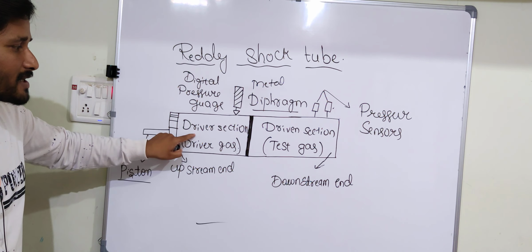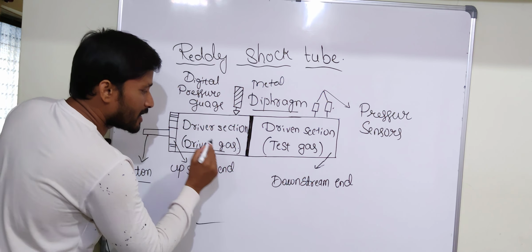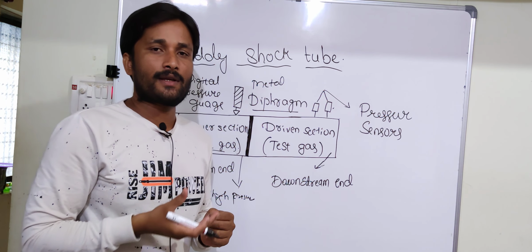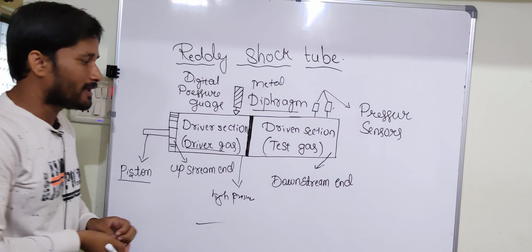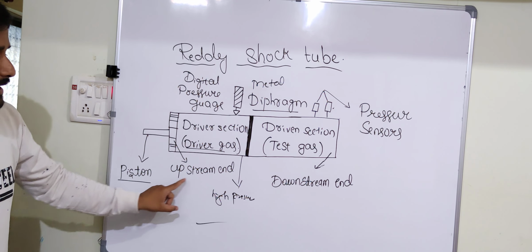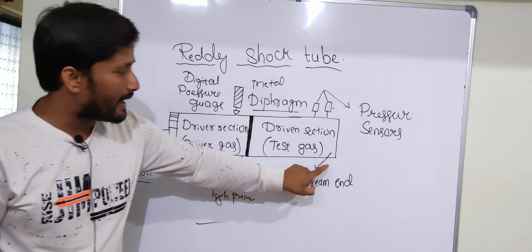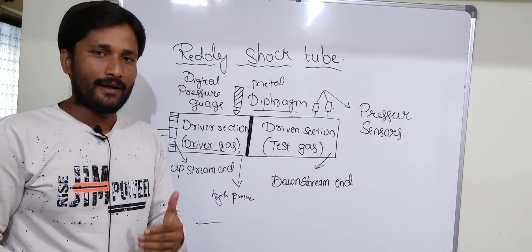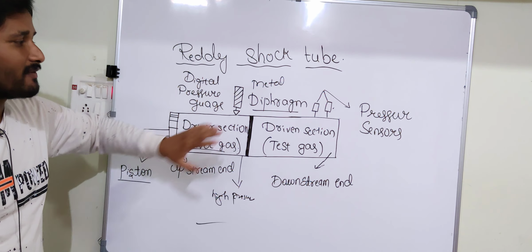Inside the driver section we are going to use the driver gas. This driver gas is a very high pressure gas. Note, this is a high pressure gas. And inside the driven section we are going to use the test gas. It is a low pressure gas. You have to remember these two things. For the driver section, this end we are going to call the upstream end, and this end towards the driven section we are going to call the downstream end. So these are the important parts of the Reddy Shock Tube.